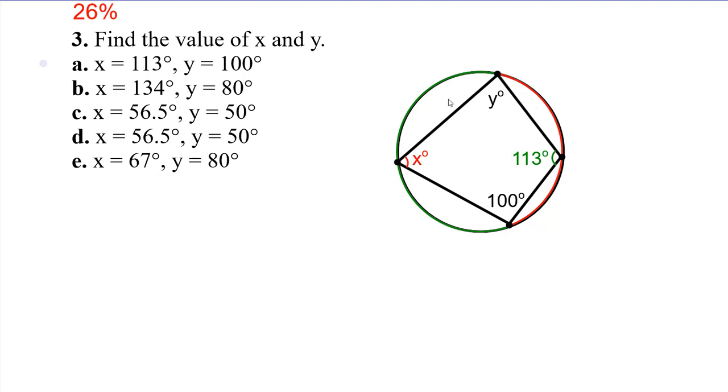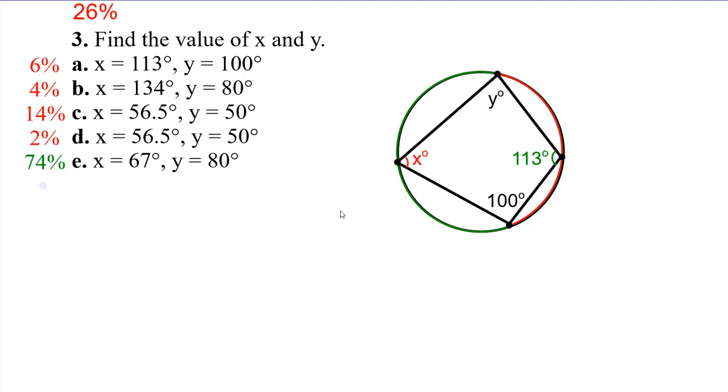So we know that the red and the green arcs are going to add up to 360, which means the inscribed angles are going to be half of that, which is 180 degrees. So the opposite angles are supplementary. So if we do 180 minus 113, that leaves us with 67 degrees. And the same thing will happen with these two angles. So 180 minus 100 is going to be 80. So our answer is going to be x is equal to 67 and y is equal to 80. So it'd be E as in Echo.